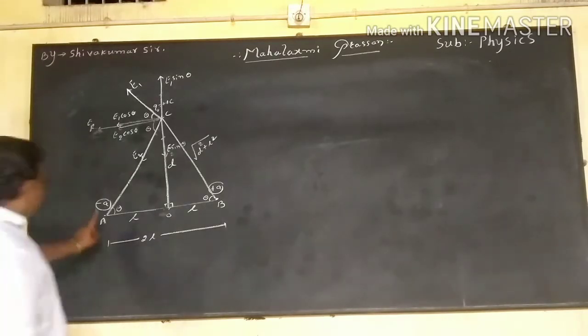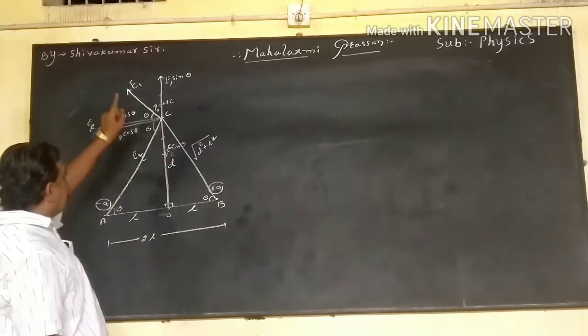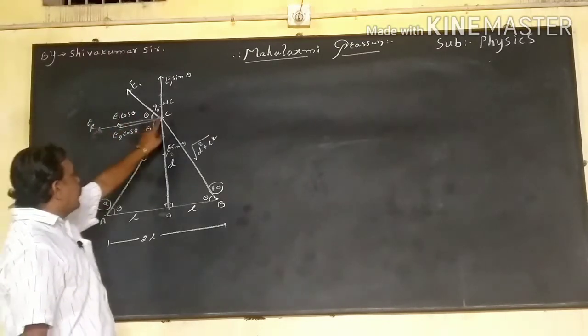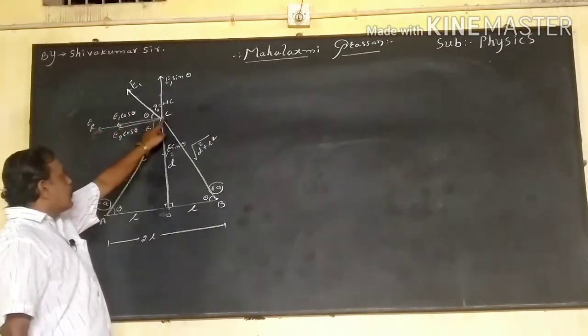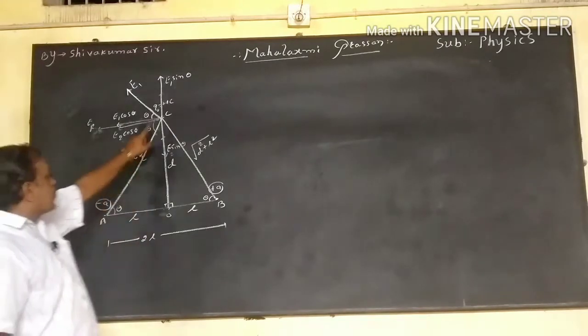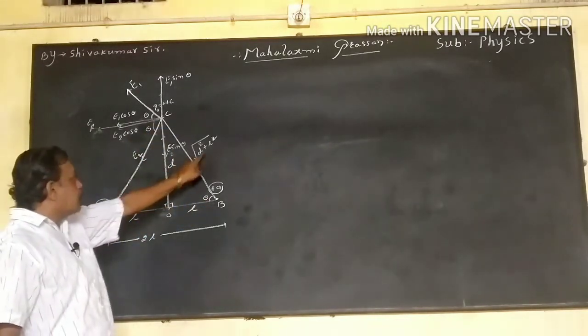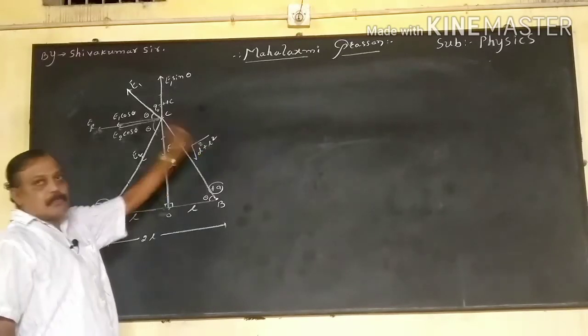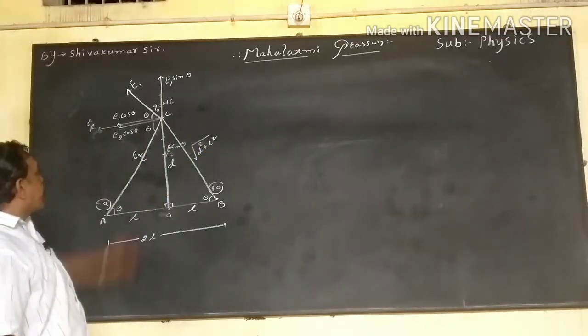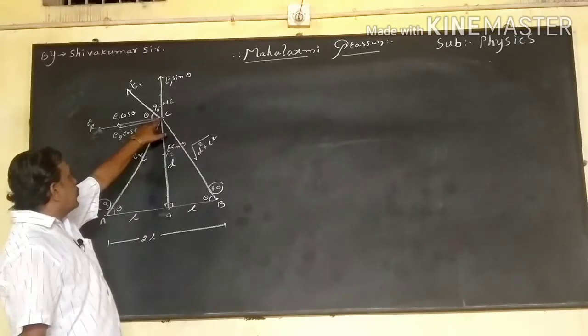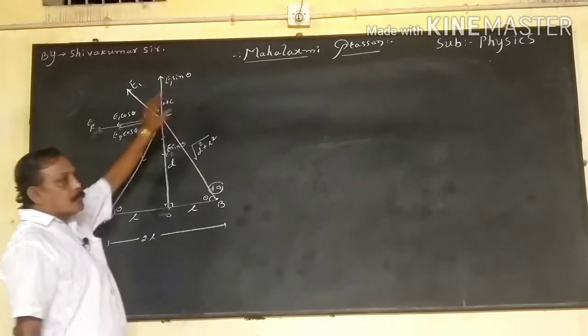So I need the electric intensity due to a dipole at a point on the equatorial line. C is the point on the equatorial line, which is at a distance of under root of d square plus l square from the charges plus q and minus q. Then I place the test charge q naught at C, equal to plus 1 coulomb.